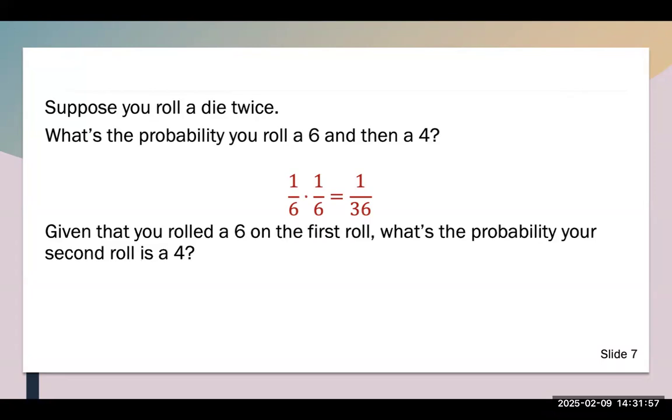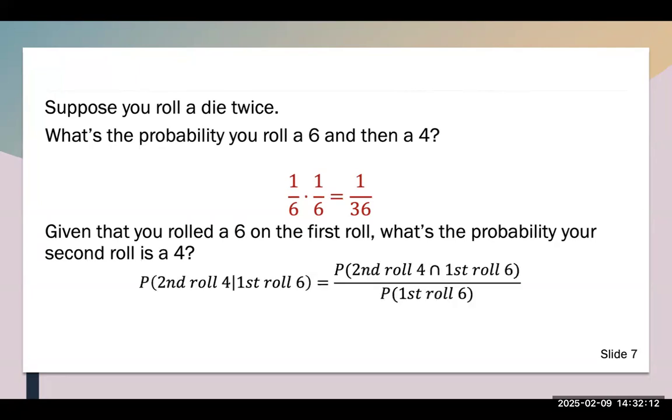Now, here is an example of conditional probability. Given that you rolled a 6 on the first roll, what's the probability your second roll is a 4? So I'm going to write this using that formula we saw with A and B. This is more of the long way to do it. So this says, given that your first roll is a 6, that's the part behind the line, what is the probability your second roll is a 4? So we're going to put the probability of the intersection, that the second roll is a 4 and the first roll is a 6.